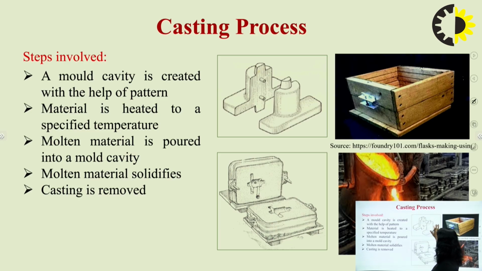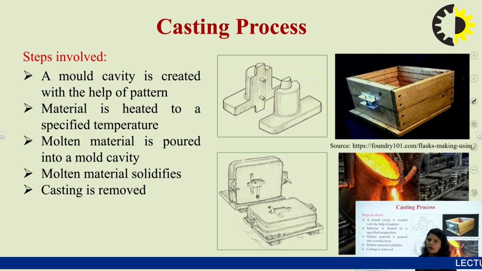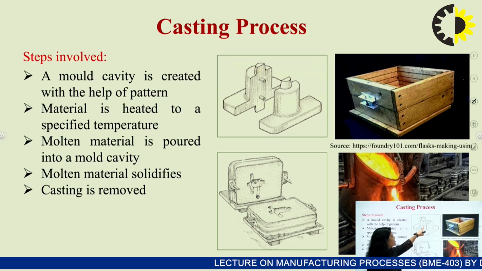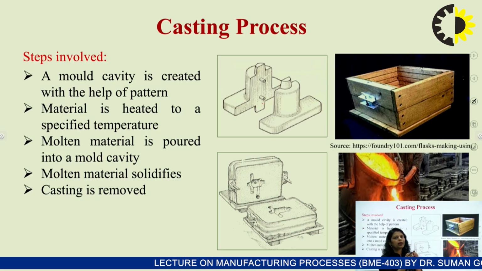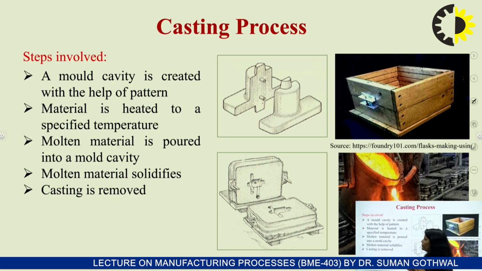In this particular case, the shape of the pattern is this one, and it is a split type of pattern, meaning it is made up of two parts. One will be produced in the lower half of the flask, the drag, and the other half will be produced in the upper part of the flask, the cope, to create the cavity. So these are the two parts of the pattern. Now you can see these pins. These are the dowel pins for the proper alignment of the two halves of the pattern.